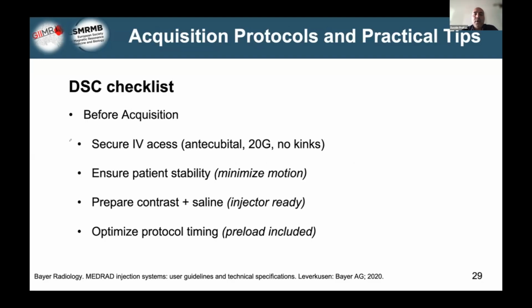First, make sure you have a good IV access, ideally an antecubital vein, 20G or larger with no kinks. A 20G catheter presents the optimal balance for MRI contrast injection and allows high flow rates. Then ensure the patient is stable and comfortable, as even small motion can affect the results. It's also important to have contrast and saline ready within the injector properly set up. And finally, optimize your protocol timing, including the preload, to ensure everything runs smoothly.